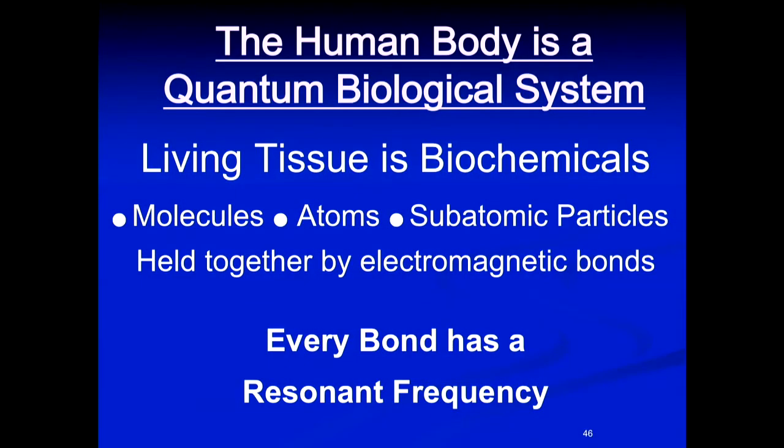Frequencies change genes and speed healing. So how do they do that? We went over this yesterday. Your body is a quantum biological system. Living tissues are biochemicals that are held together by electromagnetic bonds, and every bond has a frequency at which it resonates, okay? Every bond has a resonant frequency.